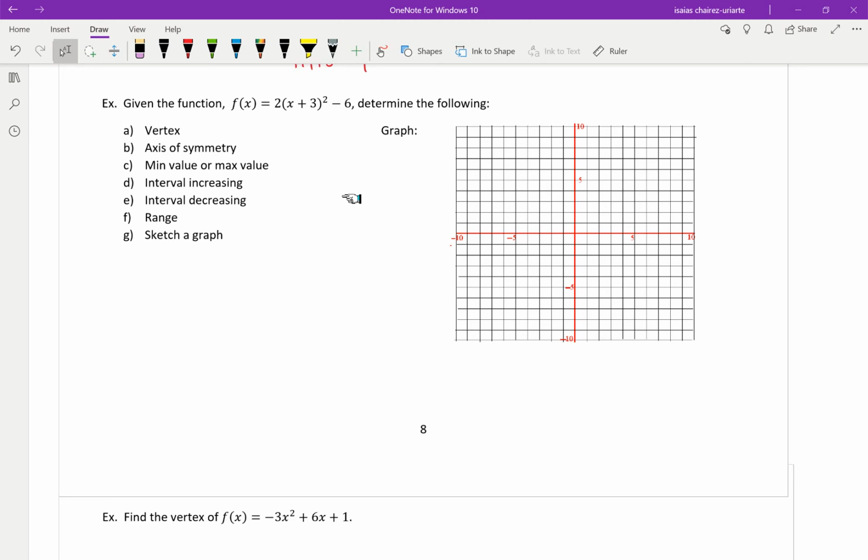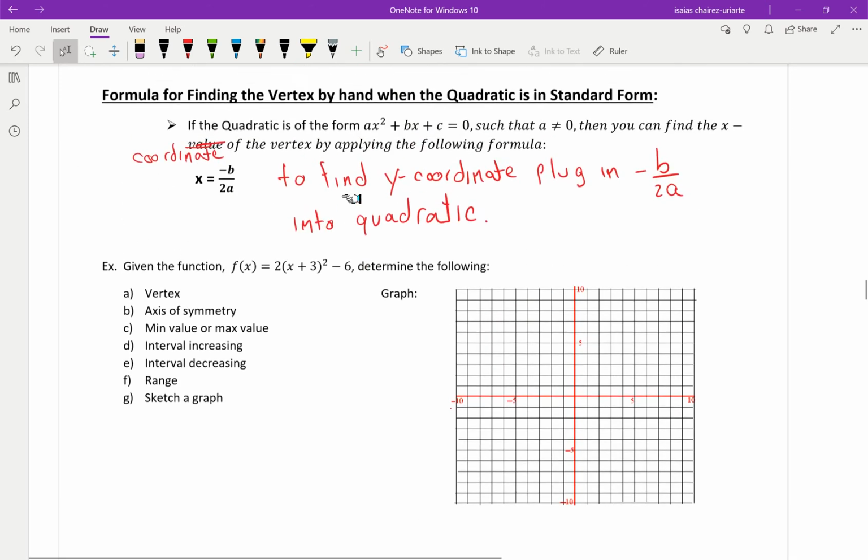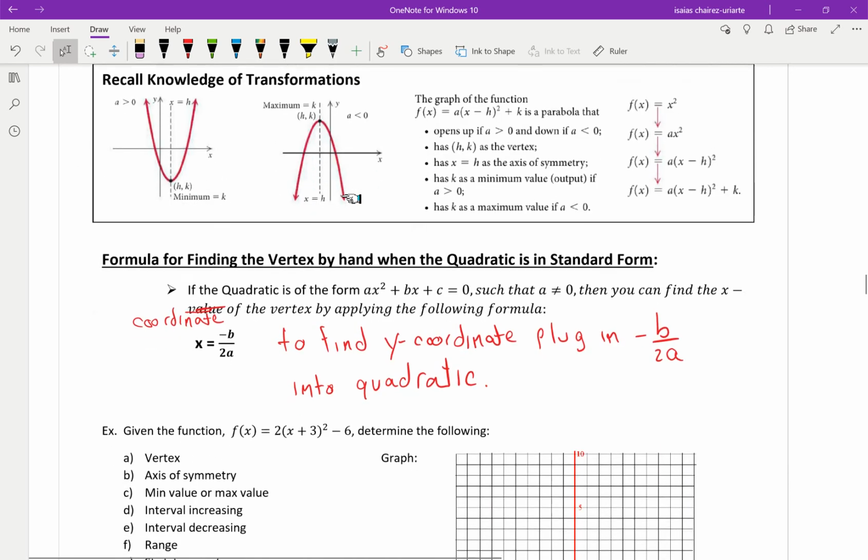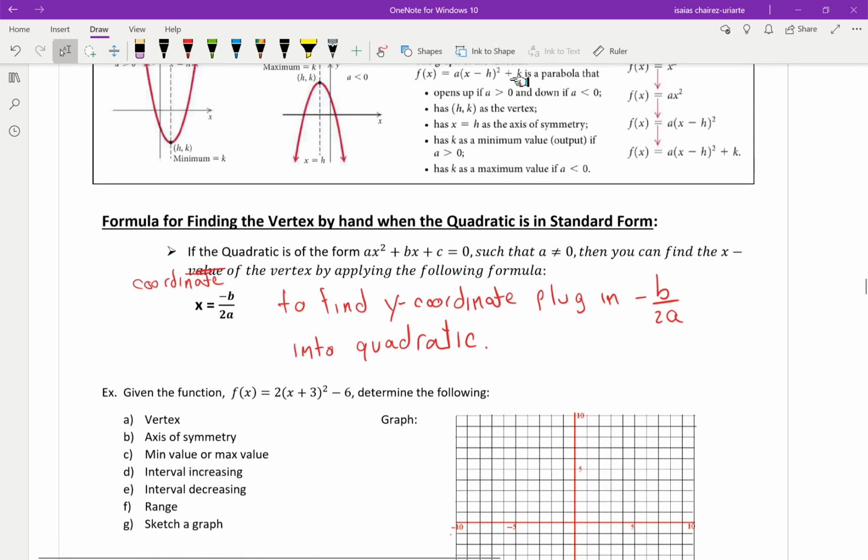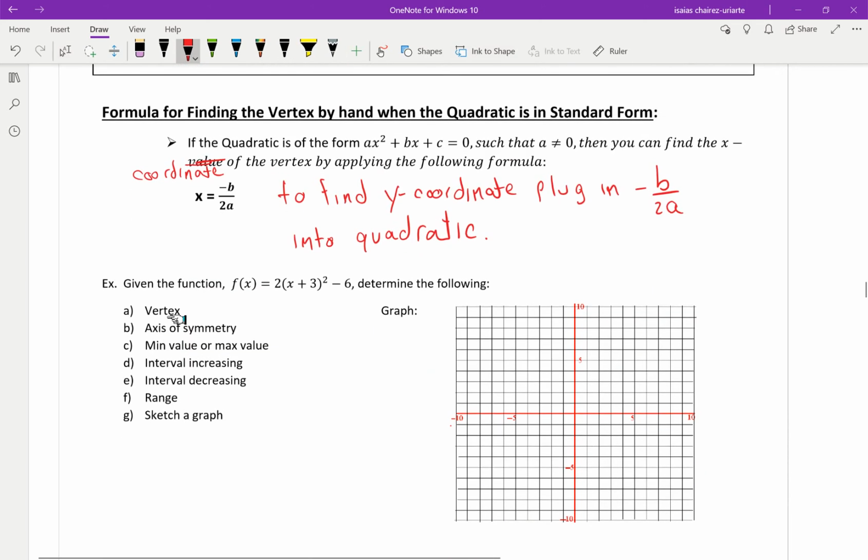Okay, so hopefully you have answers, and let's just compare our answers. So let's see. The function is in the form a times (x minus h) squared plus k, and (h, k) is the vertex. So h is the x coordinate, k is the y coordinate. The thing is that the sign of the x coordinate is going to change. So if this is plus, that means that my x coordinate is going to be negative. If it's minus, then it's positive. So right now my vertex should be the point (negative 3, negative 6).